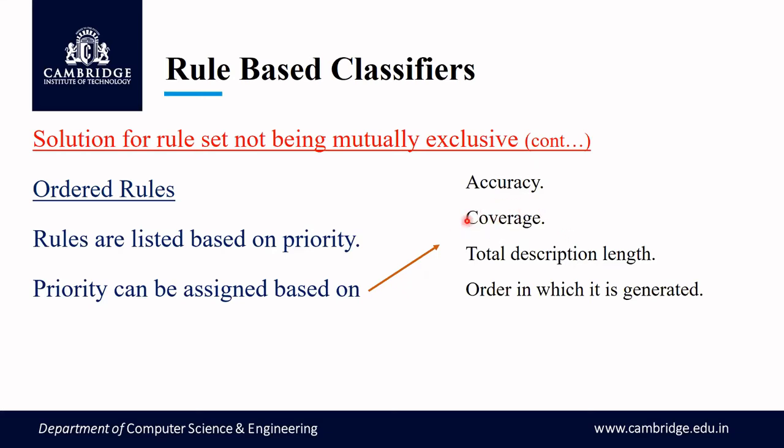If I consider coverage, it is the same thing. The rule that covers most of the records will be listed first, then the rule which covers the second most records will be listed second, and it goes on, in decreasing order. Now, what is this total description length here? Accuracy and coverage, we have seen in the previous class, we have a formula to calculate them. Now, what is total description length? If you remember, I have told about this also. Here, the total description length is nothing but the number of conjuncts present in your antecedent.